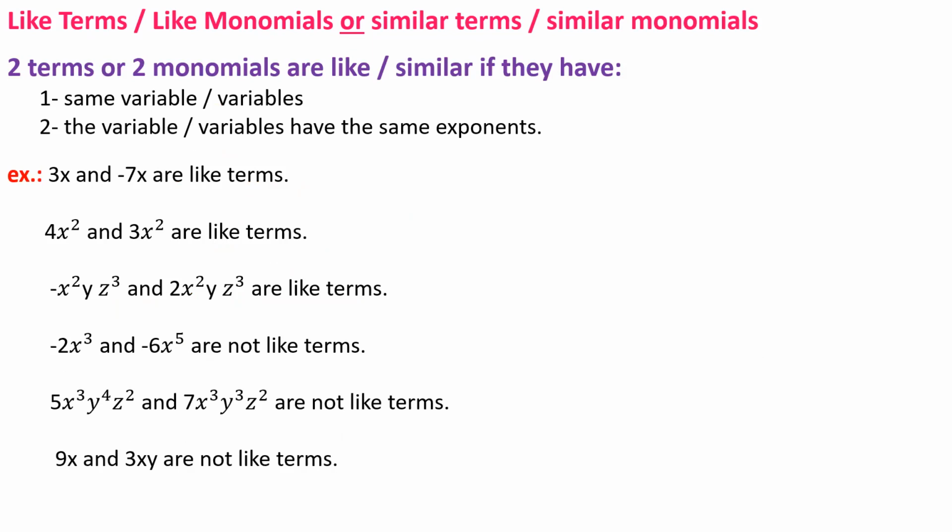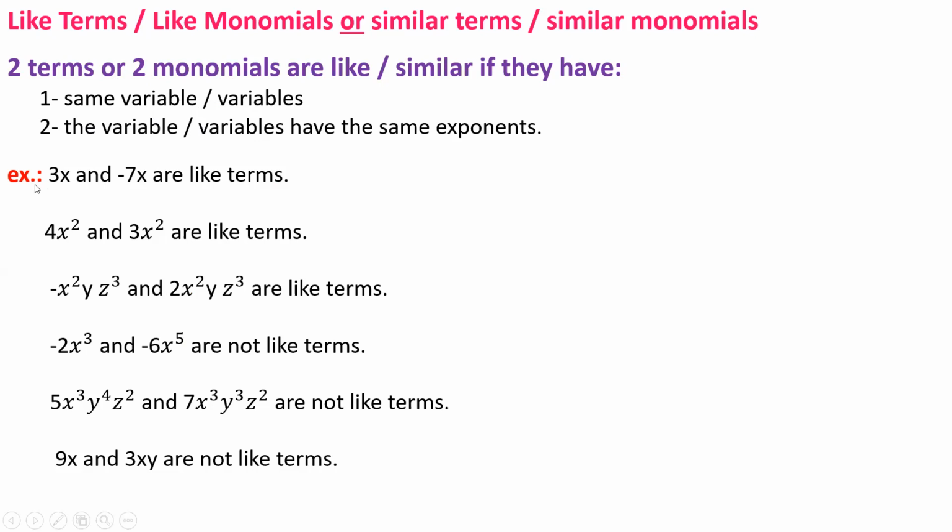Two terms or two monomials are like or similar if they have the same variable or variables. The variables in the first monomial are the same as the variables in the second monomial. Not only the variable, also the variable or variables should have the same exponent. Please, those two conditions of like terms or similar monomials, you should memorize them and understand them.